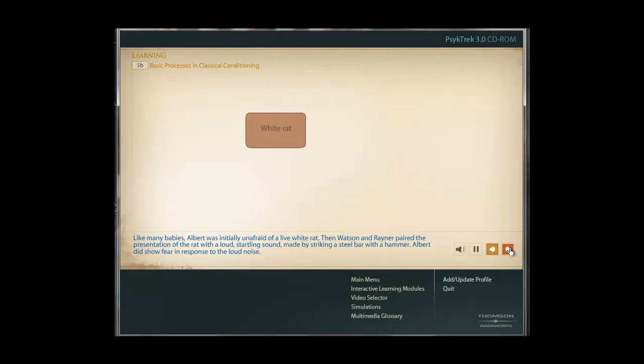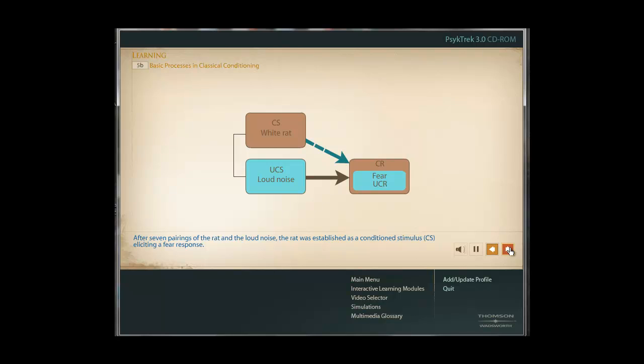Like many babies, Albert was initially unafraid of a live white rat. Then Watson and Rayner paired the presentation of the rat with a loud, startling sound made by striking a steel bar with a hammer. Albert did show fear in response to the loud noise.